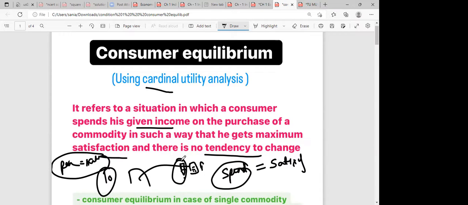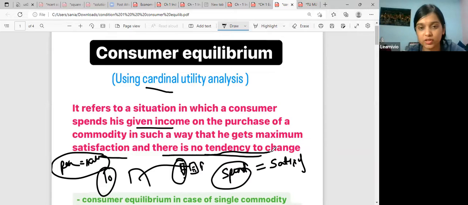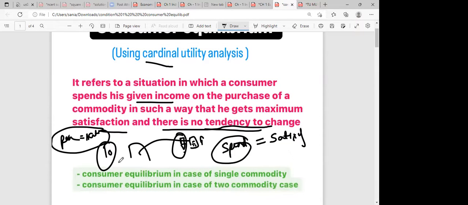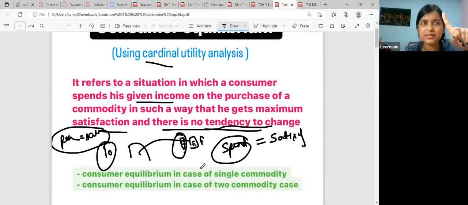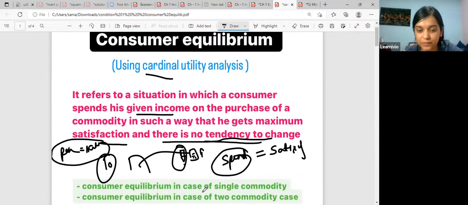Yes, teacher. But remember, there is no tendency to change. Once you bought something, you cannot say that, ma'am, I will exchange it or I will get a refund of it. No. Once you bought something that was giving you the satisfaction, you are not going to change that again. So that's why there is no tendency to change. Clear? Yes. And there are two situations: consumer equilibrium in one commodity case, when you are purchasing only one product, and consumer equilibrium in two commodity case, when you are purchasing two goods. Okay? Yes. You can write it down.